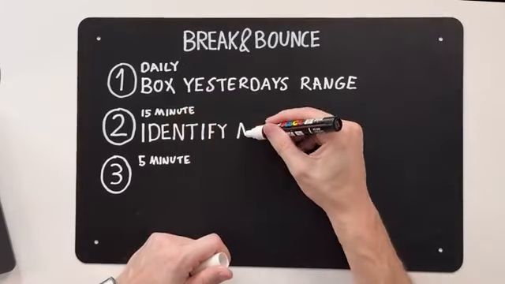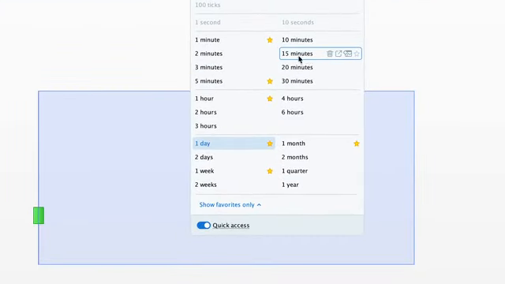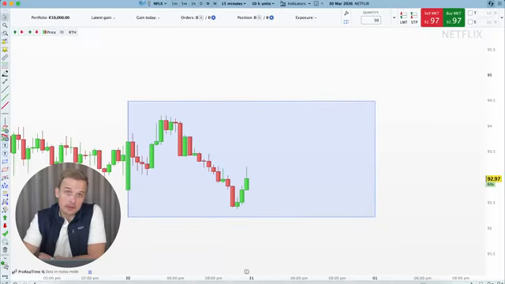So in this step, we only focus on this one thing, identifying if we have a breakout, and we do this on the 15-minute time frame. So switch your chart to the 15-minute time frame. Okay, so here's the box that we drew in step 1, but this is with 15-minute candles.